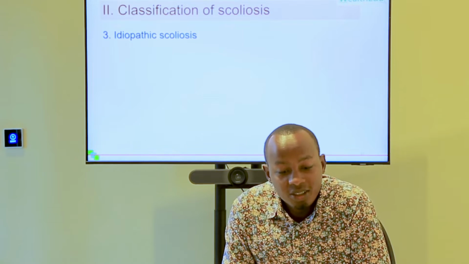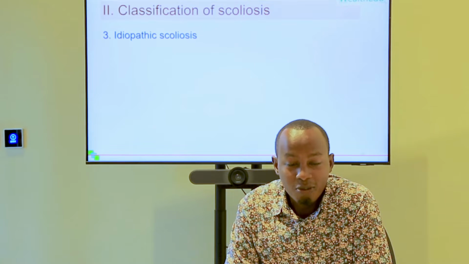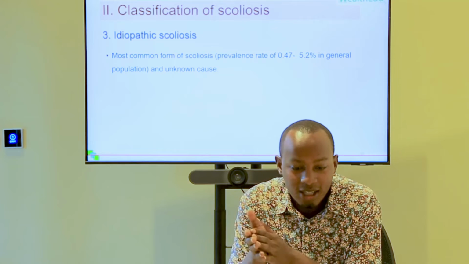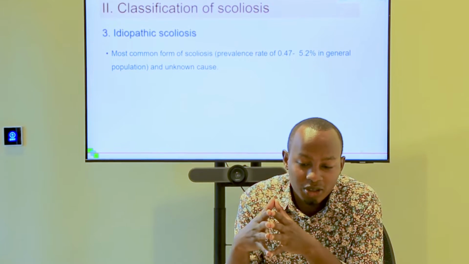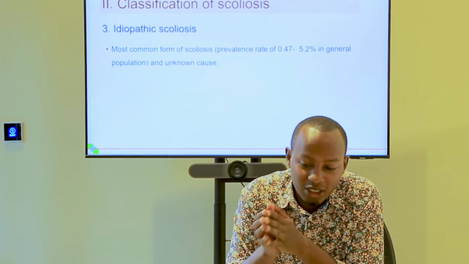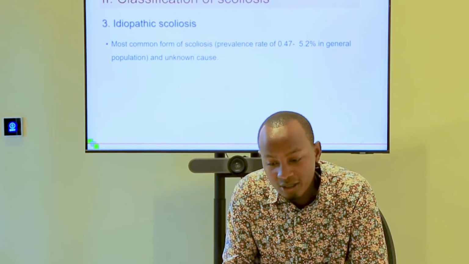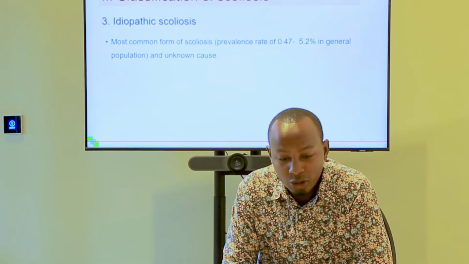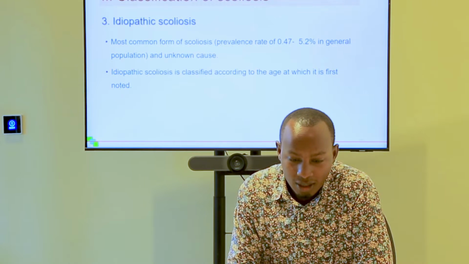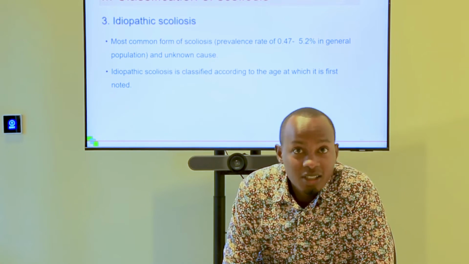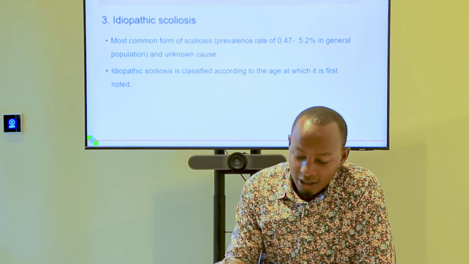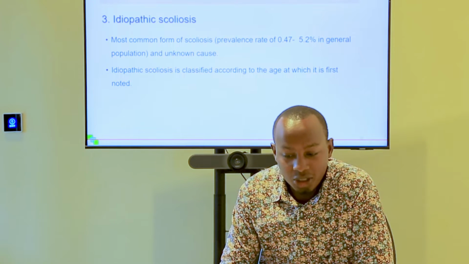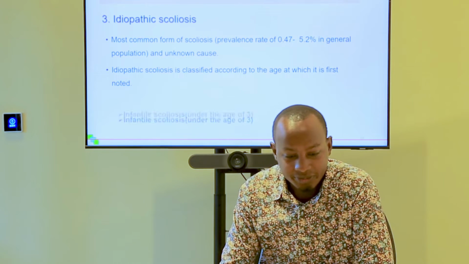Let's see what is idiopathic scoliosis. From its name, idiopathic means it has an unknown cause, and it's the most common form of scoliosis, with a prevalence rate of 0.47 up to 5.2% in the general population. And idiopathic scoliosis is classified in three types, relating to the age at which it is first noticed.